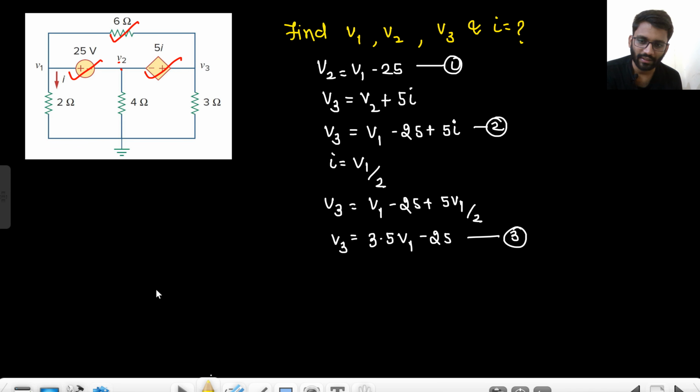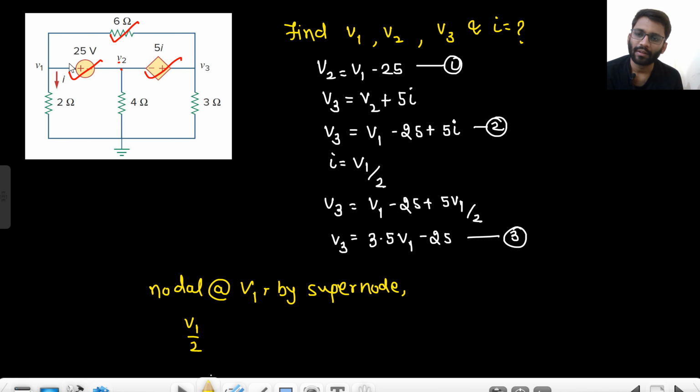So we will just write down the current. So nodal analysis, nodal at V1 by supernode. V1 by 2. This branch we are ignoring. Now simply we will come to V2 plus, what is the value of V2? V2 is V1 minus 25. So V1 minus 25 by 4. The outgoing current we are writing.